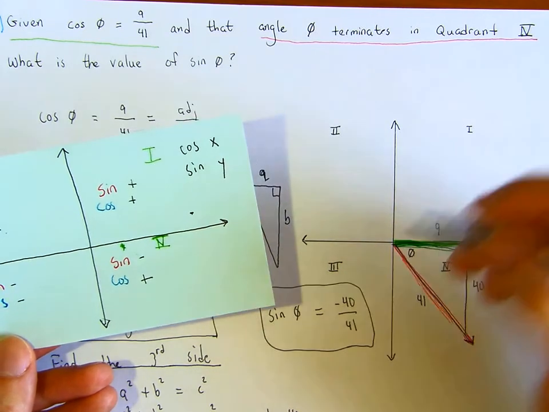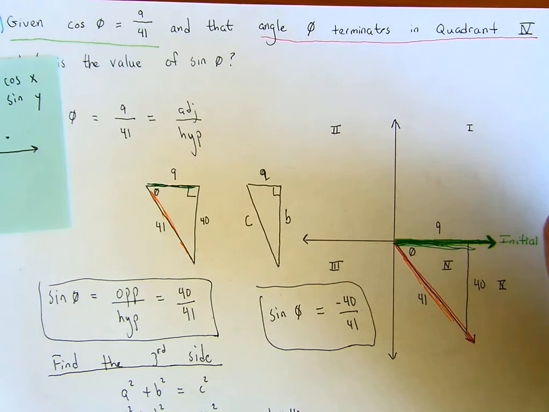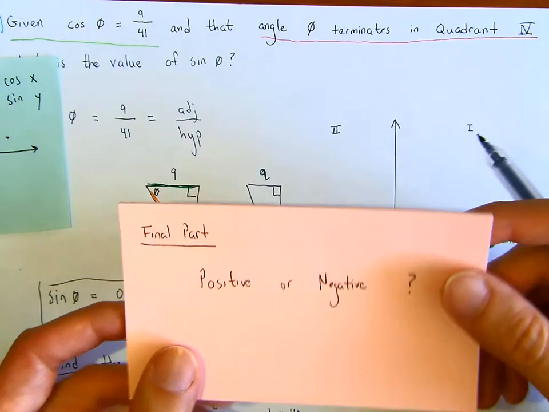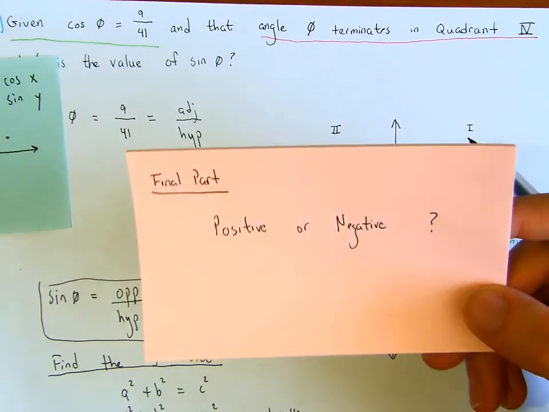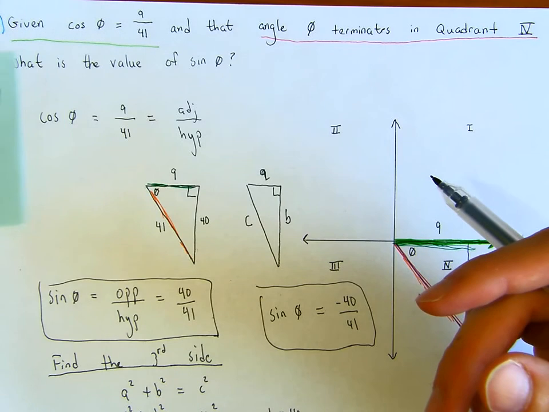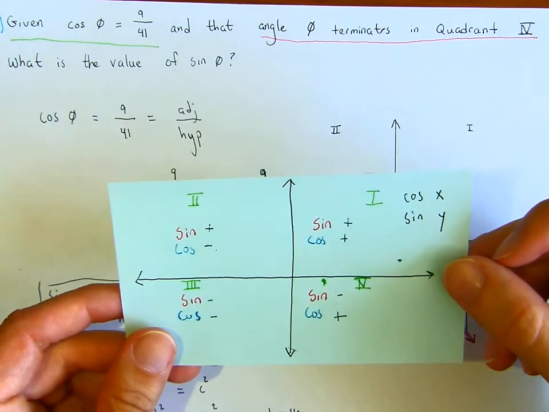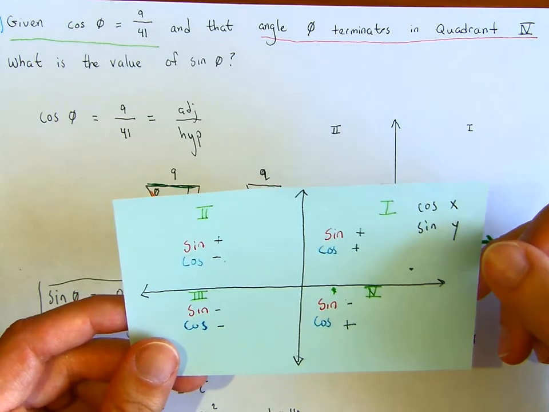Okay? You have to be a little bit careful towards the end. When you get to the final part, you need to ask yourself, is it positive or negative? And you should have this as a reference guide. Okay? Let's try one more. Let me read the question, and let's look at this.